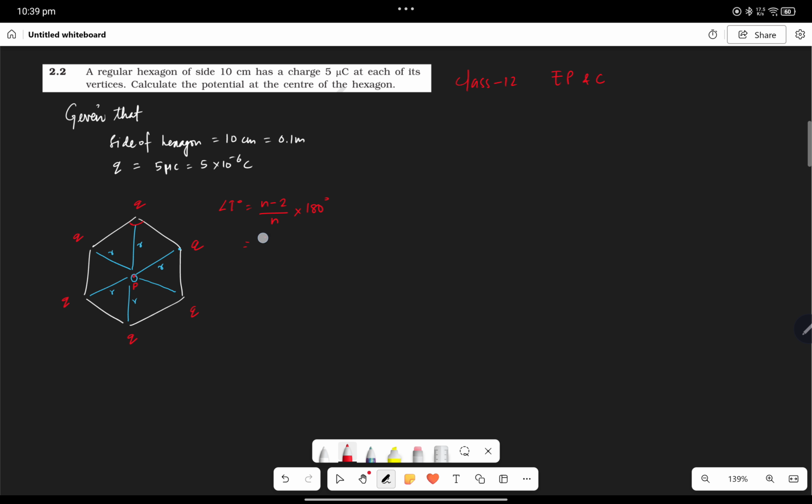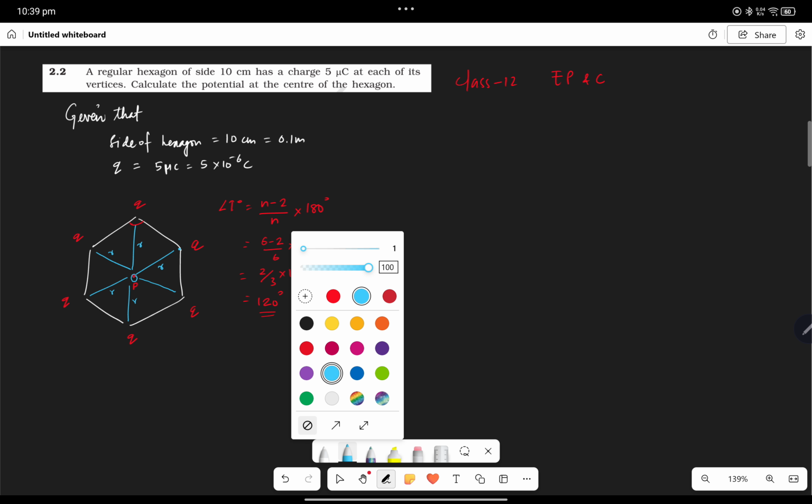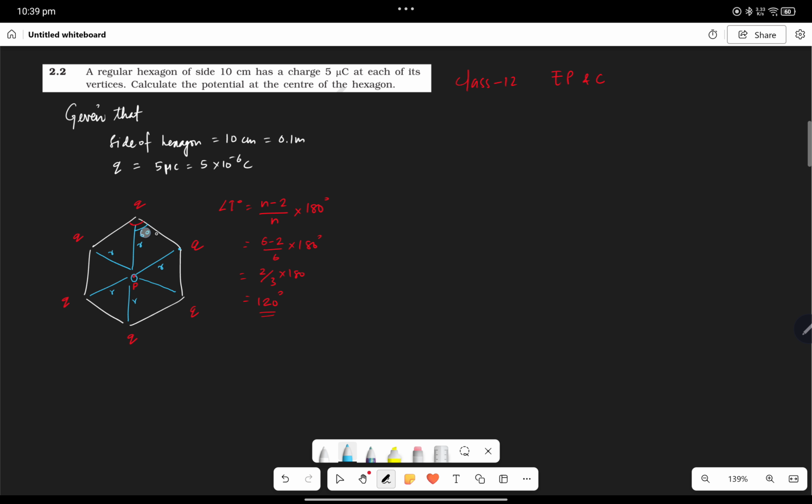Here the side n is 6, so (6 minus 2) by 6 into 180, and that is going to be 4 by 6, means 2 by 3 into 180, and that is going to be 120 degrees. So the interior angle is going to be 120 degrees, and this 120 degrees is divided equally by this distance r, right? So this side is going to be 60, and obviously this side is also going to be 60, and if these two sides are 60, that means this is also 60.